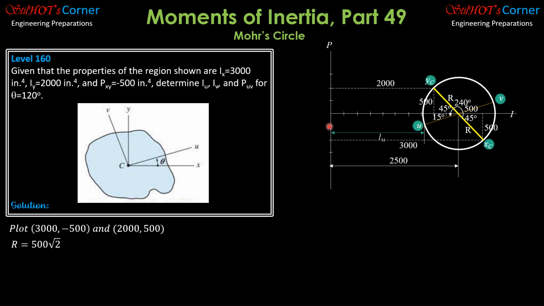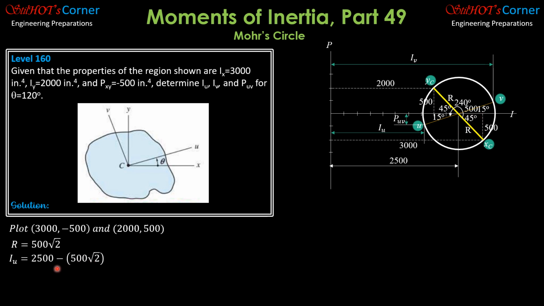This is I bar u or I sub u. Then this is Iv. And the product of inertia is this one, which is below the principal axis. Therefore, product of inertia Puv or P bar uv is still negative r sine of 15 degrees. The opposite side of this imaginary right triangle. So that's radius sine of 15 degrees. So that's also 15 degrees.